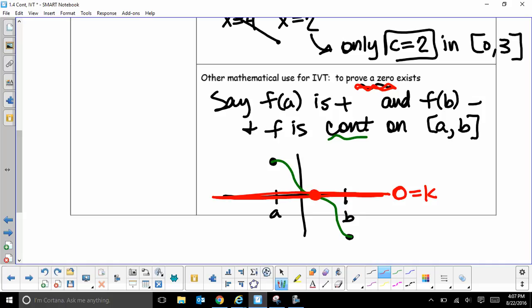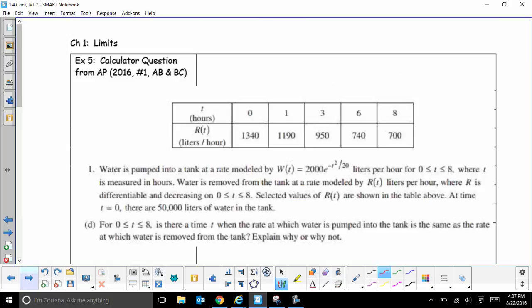Yes, I can prove that it crosses the axis if I know it started above and ended below and it was continuous everywhere. Or vice versa, if I know it started below and ended above, started negative, ended positive. You'd have to do the AP writing for it, but that's an example of how it works.